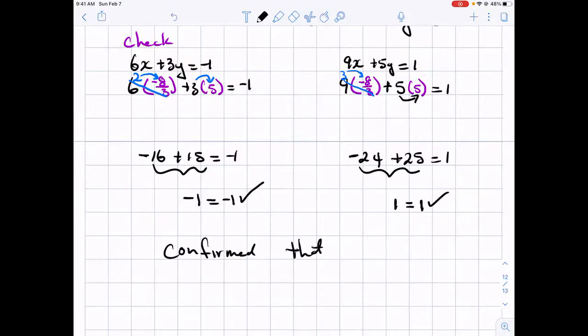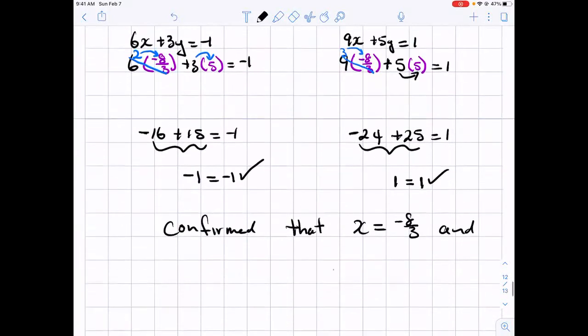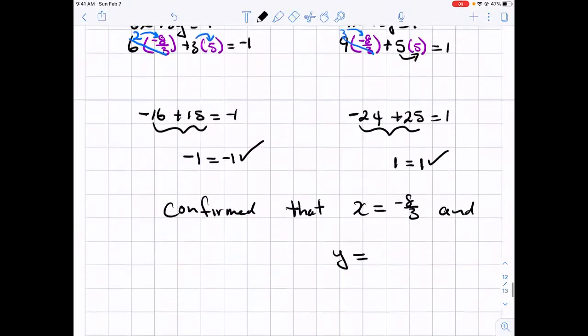So it is confirmed that x equals -8/3 and y equals 5 is the solution. Okay? So we have confirmed that.